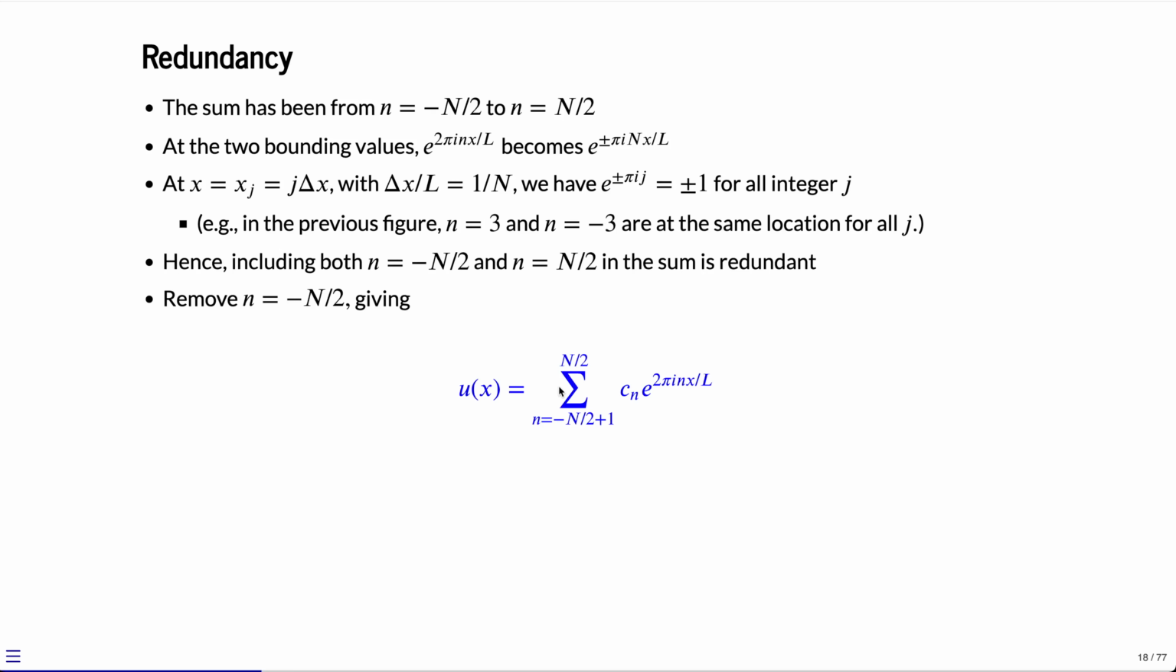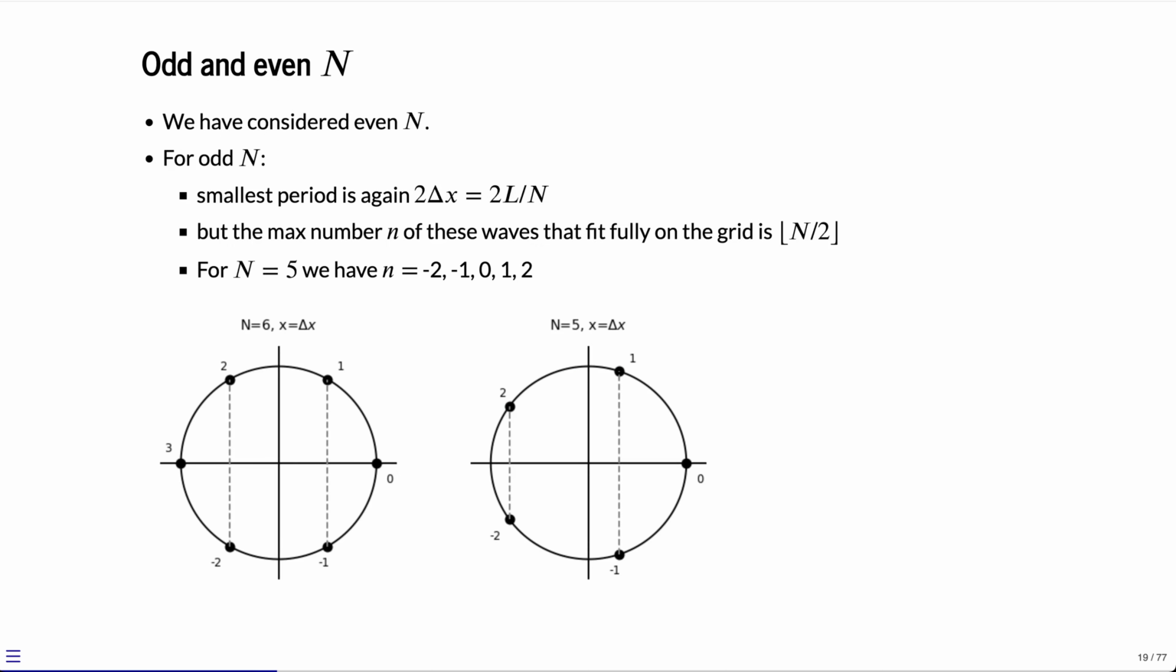Okay, we put it in blue because it's special. Now we've been considering even values of n. For odd values of n, the smallest period is still 2 delta x, which is 2L over n, but the max number of these waves that fit on the grid is this floor function, so we round down. So if n is 5, we have 2.5, but we round down to say, okay, we don't get 2.5, we only get 2. So for n is 5, we would go from minus 2, minus 1, 0, 1, 2.